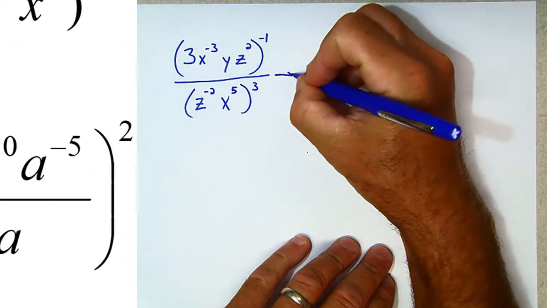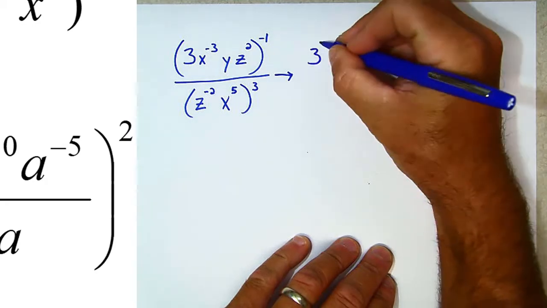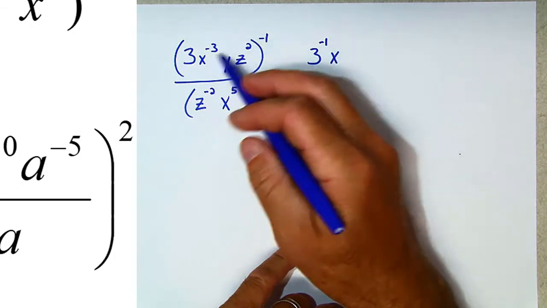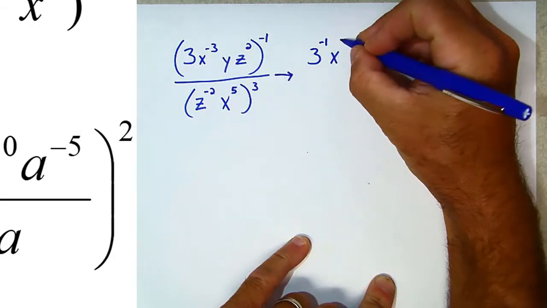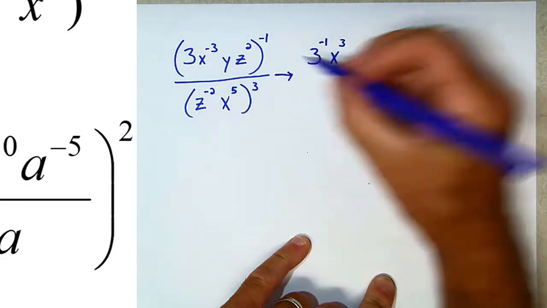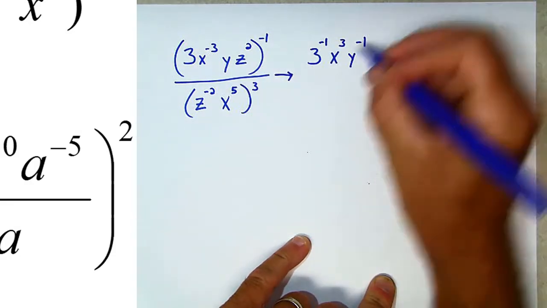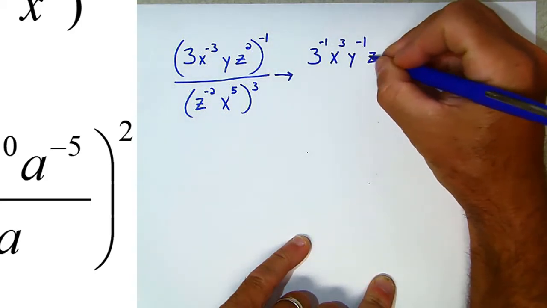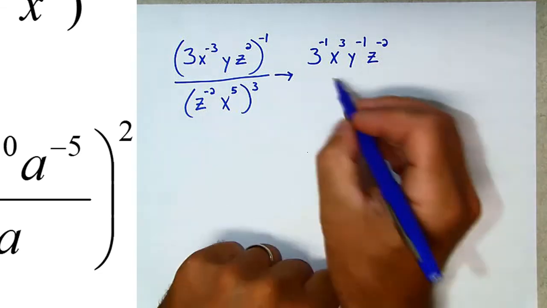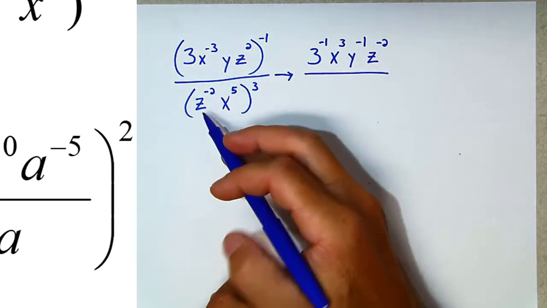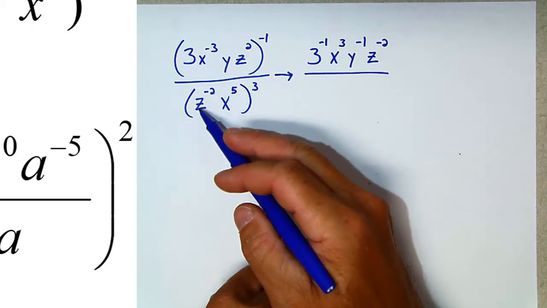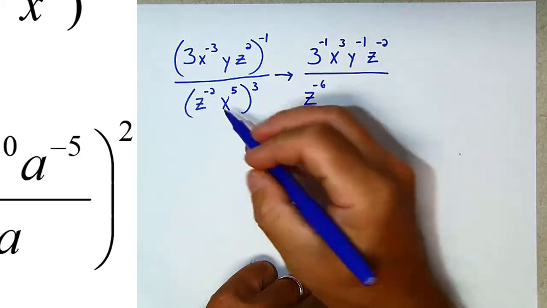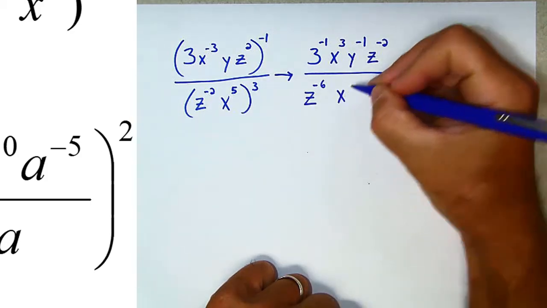That means that we can apply those individually, and this becomes 3 to the -1, x to the -3 raised to the -1 power. Those get multiplied together to become x to the 3rd. The y will get an exponent of -1, and the z will have 2 times -1 for an exponent, which is going to be -2nd power. Let's do the same thing in our denominator. Power to a power gets multiplied, so z to the -2nd to the 3rd, that gives us z to the -6th. X to the 5th to the 3rd, that's x to the 5 times 3, or 15.